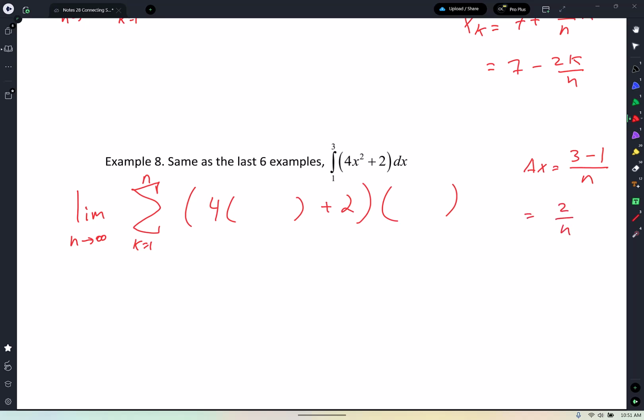2 over n. My x of k. My lower limit, what is it? 1 plus 2 over n times the k. 1 plus 2k over n. So that's going to go right here. 1 plus 2k over n. And then your 2 over n right there. Oh, I forgot the square. Yeah, it won't be correct if I don't put the square. And there it is. How do we feel, guys?